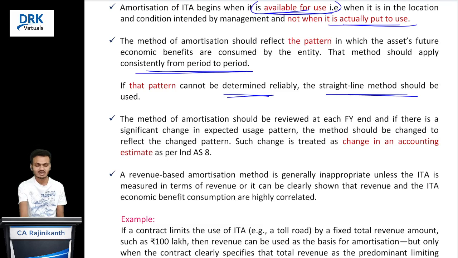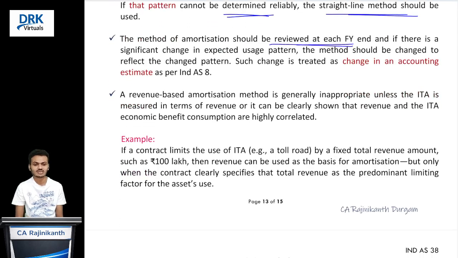And for this method of depreciation also, we should review at the end of each financial year. On that review, if we notice any change in pattern of consumption of economic benefits, we should change our method of depreciation also to reflect that changed pattern. And that change is also called a change in accounting estimate. We should treat that as a change in accounting estimate as per Ind AS 8.